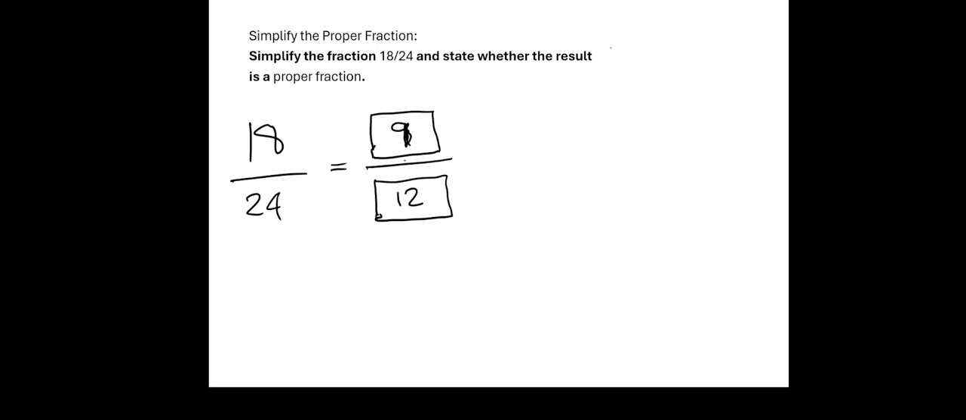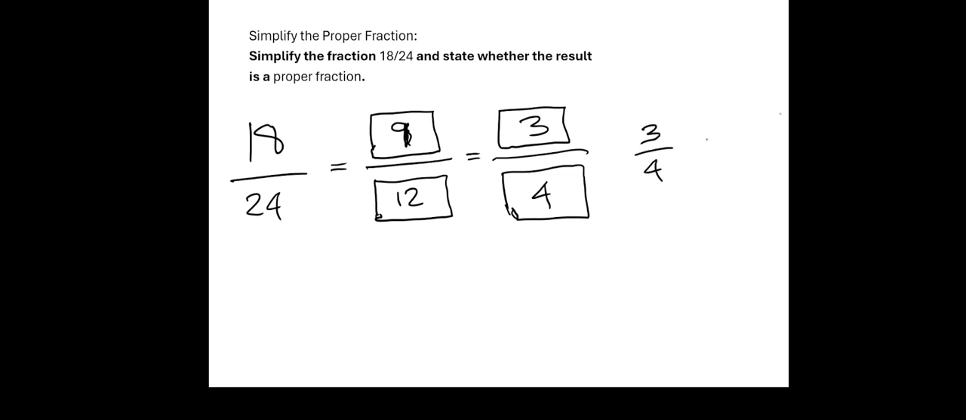And have we finished? Well, we've simplified it, sure, but we could simplify it even more. And if you remember your times tables, you know that both of those are multiples of 3. 3 times 3 is 9. 4 times 3 is 12. So 3/4 is our smallest proper fraction. And it is a proper fraction. The numerator is less than the denominator. Okay, that's one way of doing it. That's a sort of quick way of doing it.